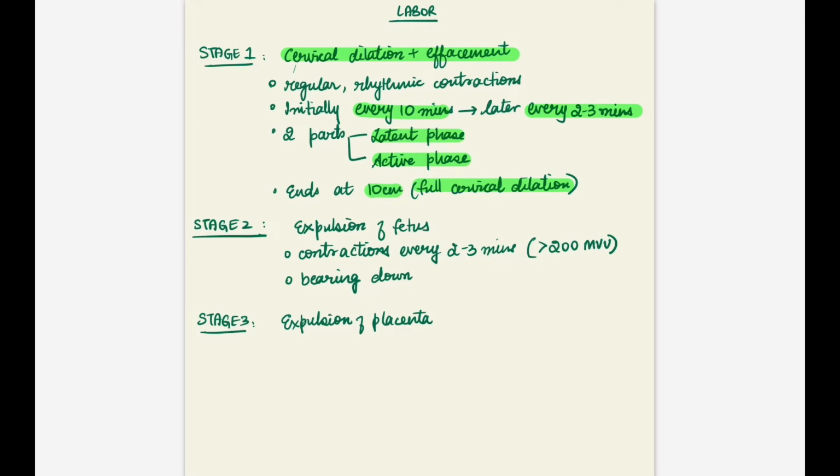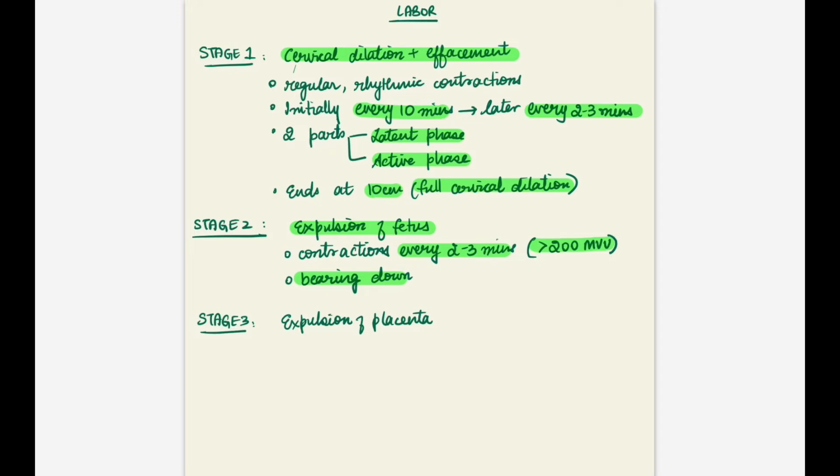Stage 1 consists of two important things, that is cervical dilation and cervical effacement. Effacement basically means a shortening of the cervix, and it is characterized by regular rhythmic contractions. Stage 2 consists of expulsion of the fetus. In stage 2, the contractions are more frequent, every 2 to 3 minutes, and a contraction is said to be adequate when it is more than 200 Montevideo units. And stage 2 is when the mother bears down.